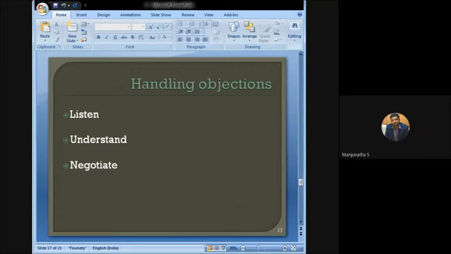Then handling of the objections: there are strategies to handle the objections. That will be listening. The proper listeners will definitely handle the objections in a very successful way. Then understanding the objections properly. When they raise the objections, as a salesperson you have to understand them in the same way. It's not like fluctuating the objections. Then negotiation is also very much required. We need negotiation skills between the salesperson and the customer, that is, the prospective customer. That is also one handling technique of objections.